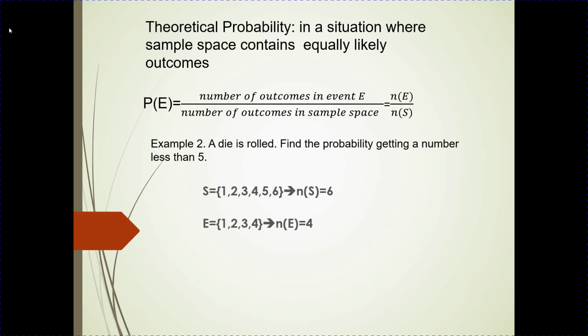And the probability of getting a number less than 5 will be the ratio of the number of outcomes in the event to the total number of outcomes, which is 4 over 6 or 2 over 3. So this is the probability of getting a number less than 5. So this is example 2. I think it's better to have more examples. Let me add one more example on theoretical probability.